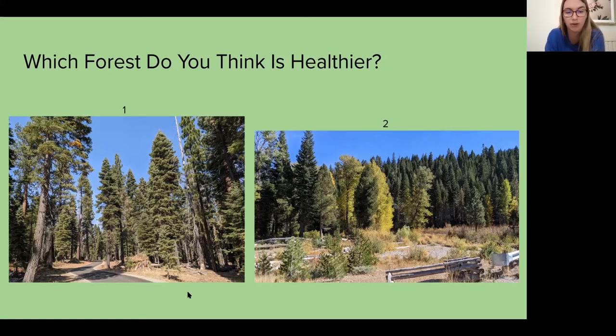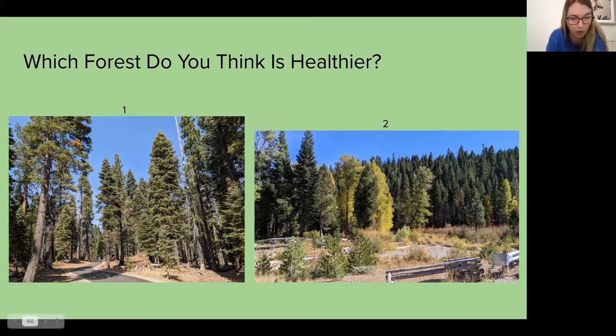So then we're going to think about our variety of age groups. In photo number 1 for this forest, it looks like most of the trees are mature trees. So I don't see a very high diversity of age groups in photo number 1.